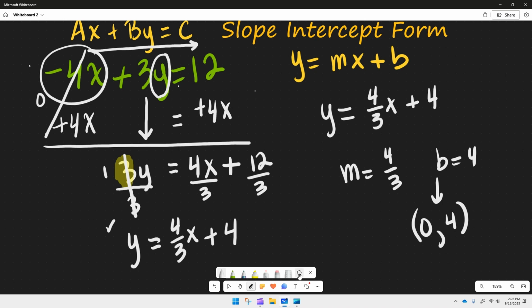And that concludes the lesson for converting standard form to slope-intercept form. So we have taken that from the equation negative 4x plus 3y equals 12 to y equals 4/3 x plus 4. See you in the next video.